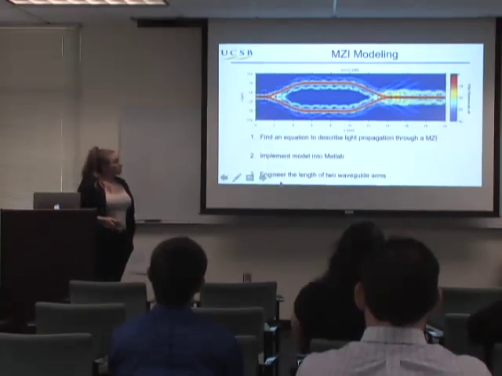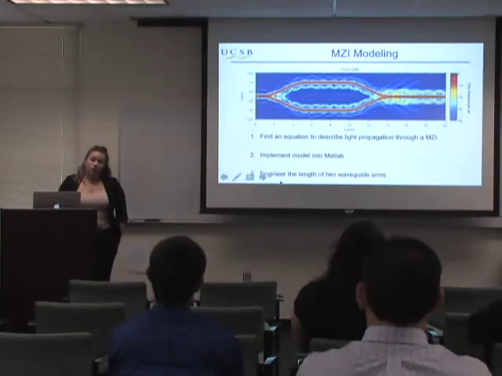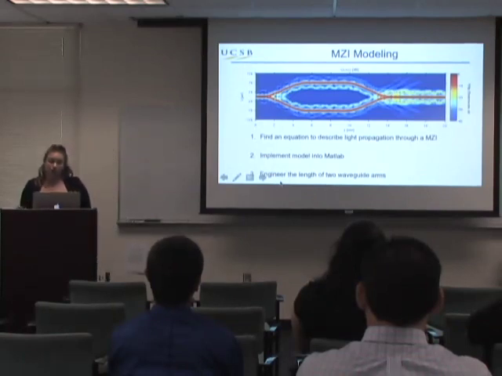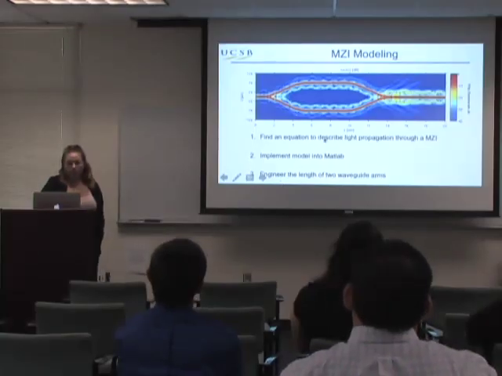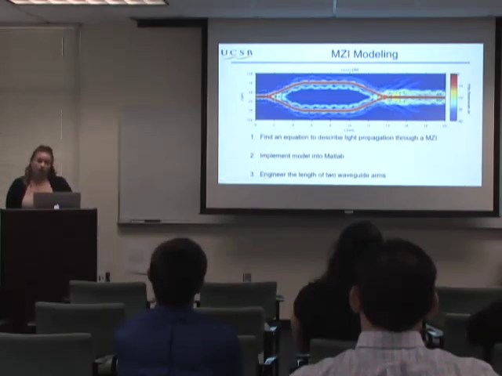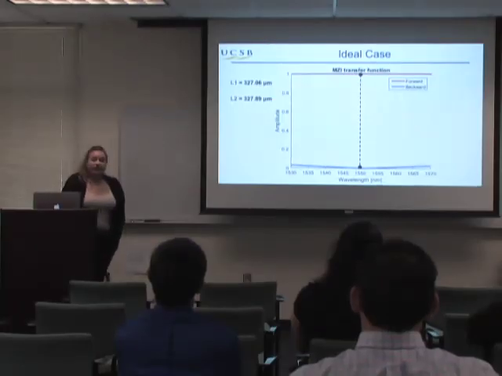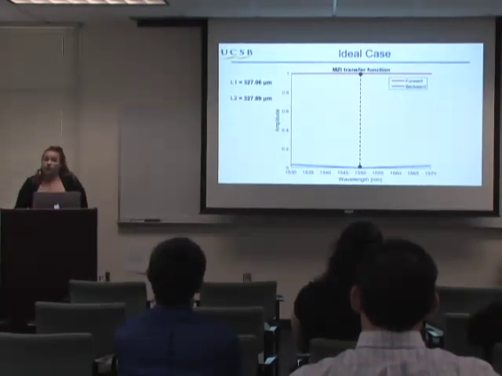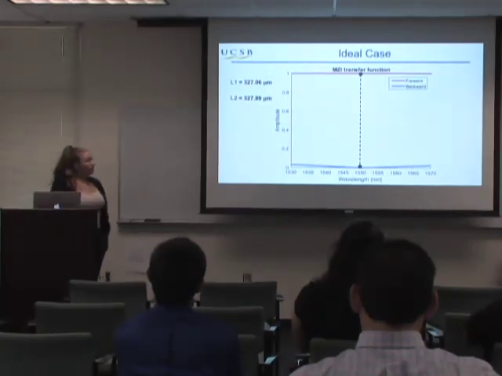So to make our design, we needed to find an equation to describe the light propagating through the Mach Zehnder interferometer. We implement this model into MATLAB, and then engineer the length of the two waveguide arms. First, we look at an ideal case, where everything is fabricated correctly, and we find that the length of the two waveguide arms should be about 327 microns, L1 and L2.